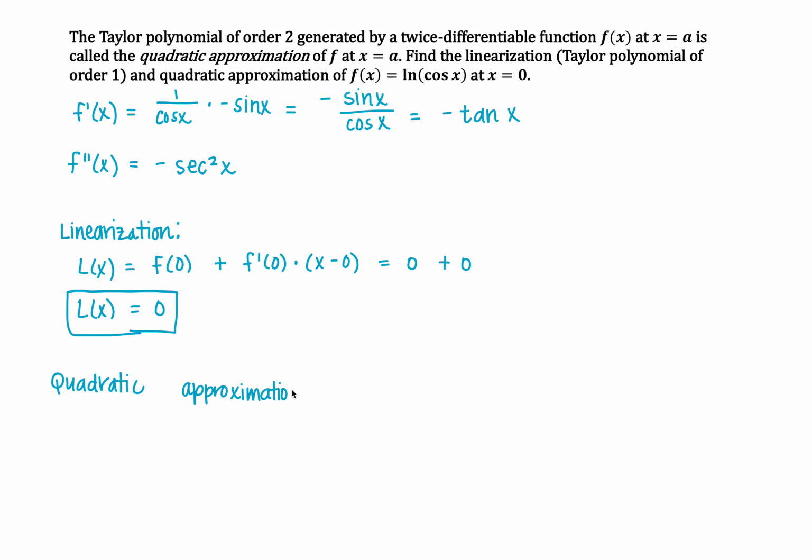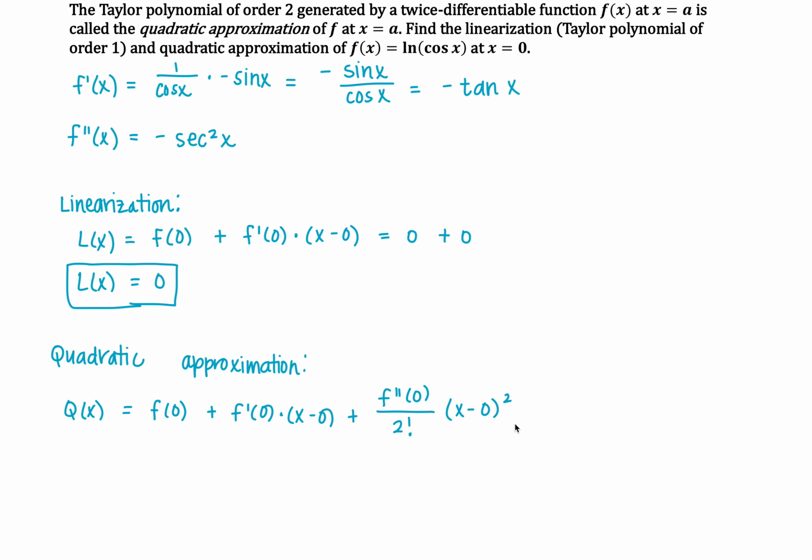So we found the approximation that's a straight line. Now we're going to look at the one that's a parabola. So this will be the first three terms. So we're still going to have f of 0 plus f prime of 0 times x minus 0, and we already know that this is just 0. Then we're going to have the second derivative evaluated at 0 over 2 factorial times x minus 0 squared. So again, we know that the first two terms are 0.